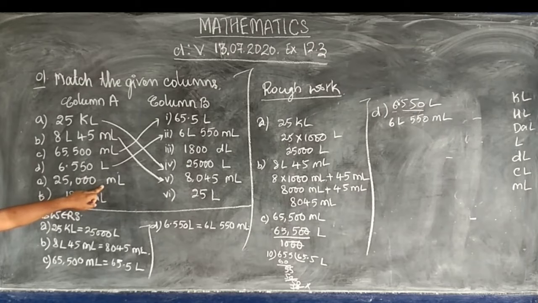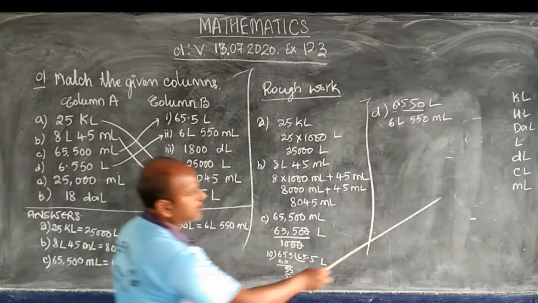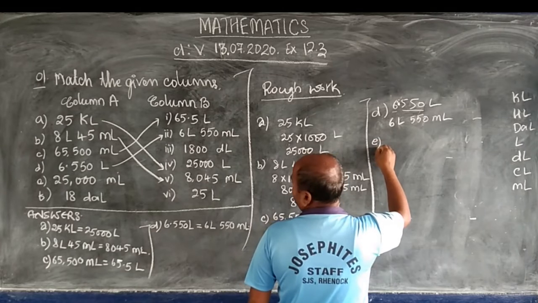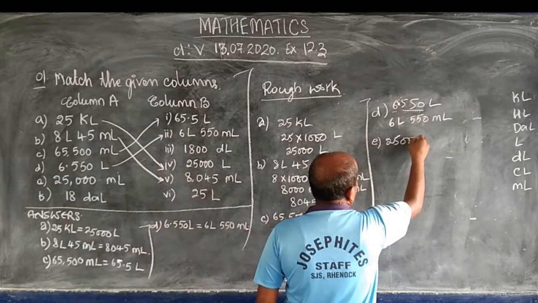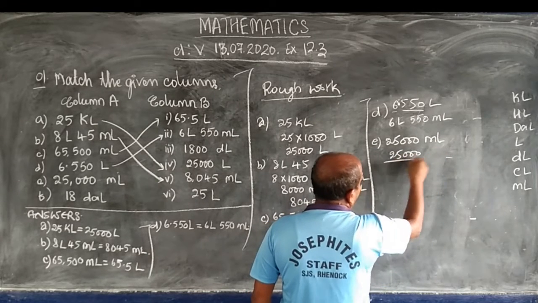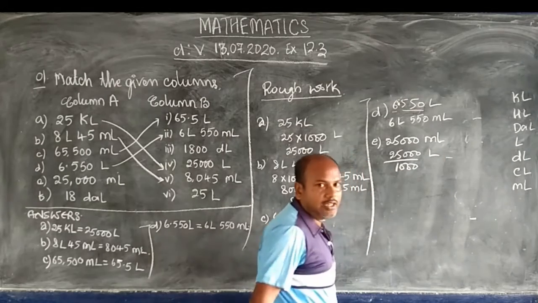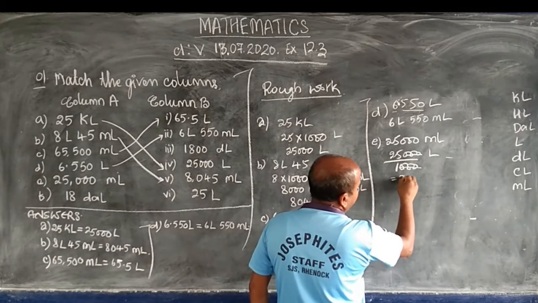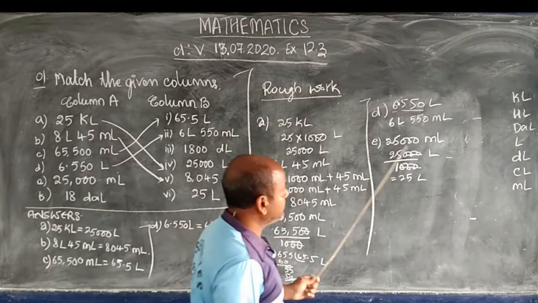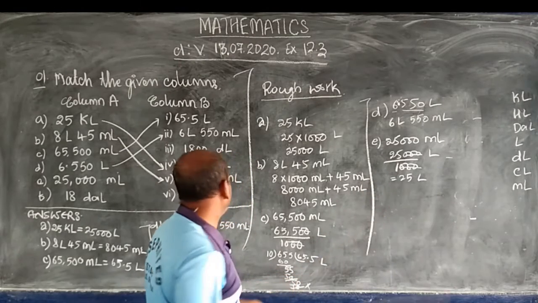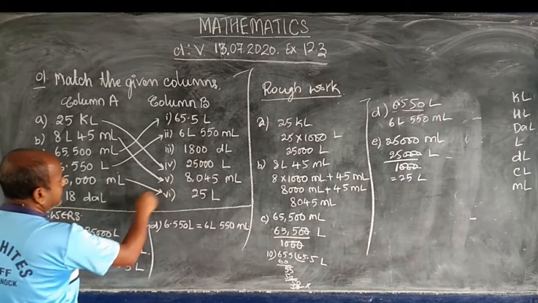25,000 ml can be converted to, it looks the same, 25. So ml can be converted to liter. How can you convert the ml into liter? By dividing it by 1000. So 25,000 ml, let's convert this into liter. 25,000 divided by 1000. Cut these 3 zeros. What is left is only 25 upon 1, which is 25 liter. Because when 25 is divided by 1, you will get 25 itself. So 25 liter. This comes here as 25 liter.